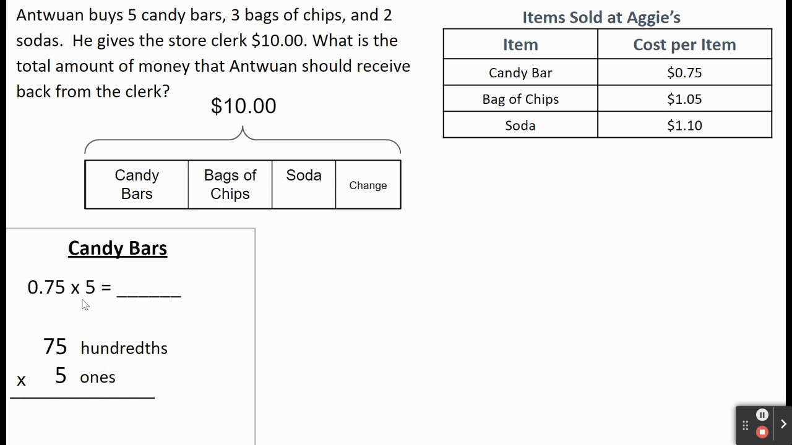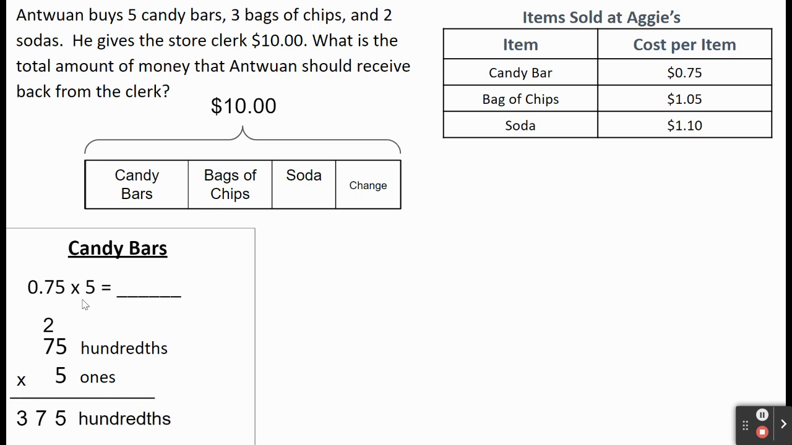First, let's multiply 5 times 5 to get 25. So place a 5 in the ones place, regroup the 2 to the tens place. Now we can multiply 5 times 7, which is 35, plus the 2 we regrouped is 37. Lastly, we can multiply the place values. Hundredths times ones is hundredths.